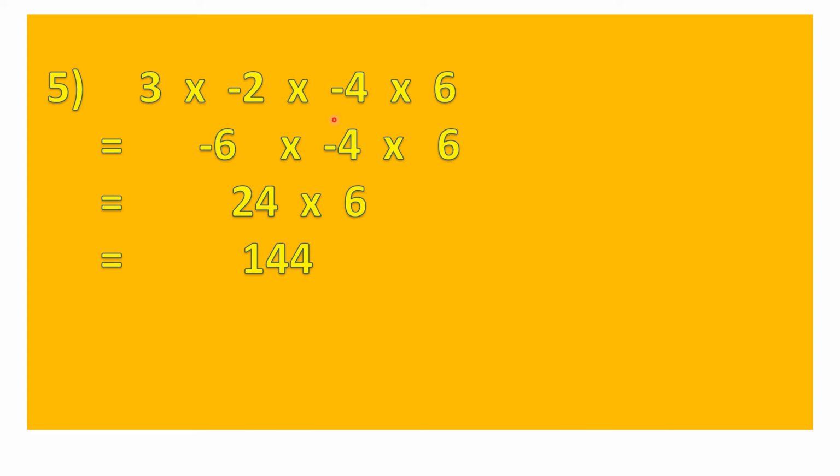Again, 4 numbers. 1, 2, 3, 4. Let's solve. First 2 numbers. 3 into 2, 6. Plus into minus, minus. Minus 4 written as it is, 6 written as it is. Then another 2 numbers, 6 into 4, 24, minus into minus, plus, 6 written as it is. Then we have 24 and 6 at last, we solve them. 24 into 6, 144. Positive into positive, positive answer, right? Now let's look at a few more examples.